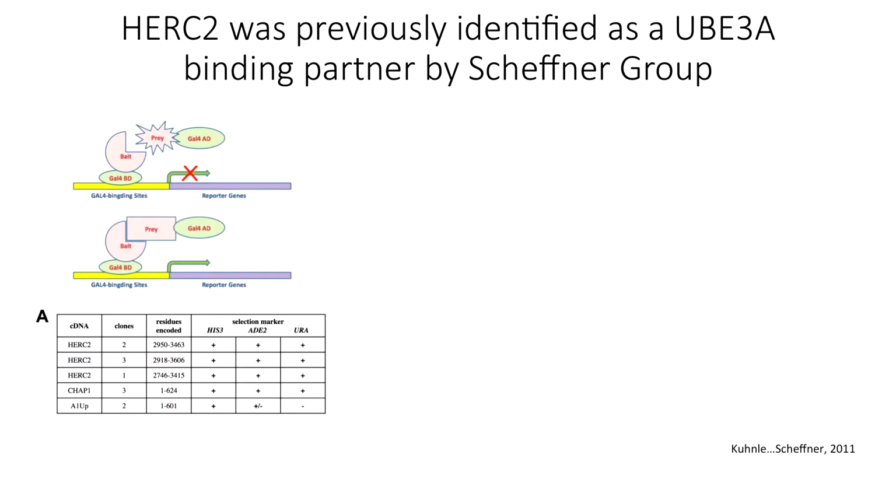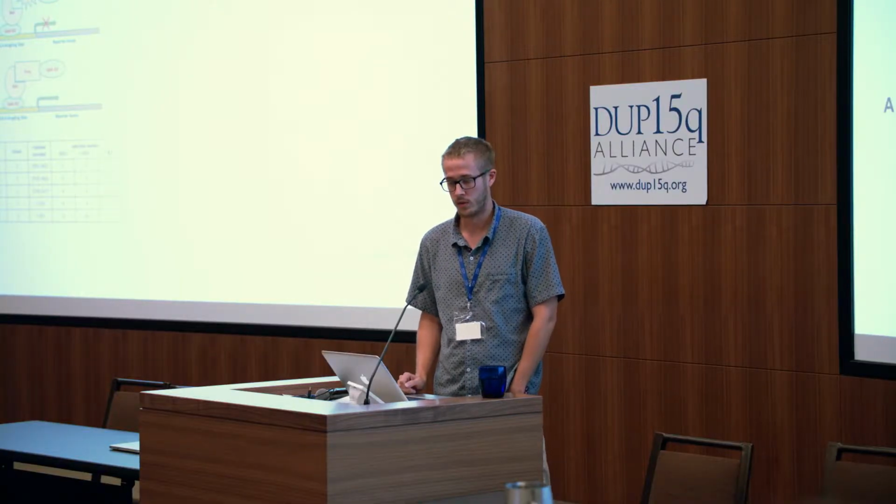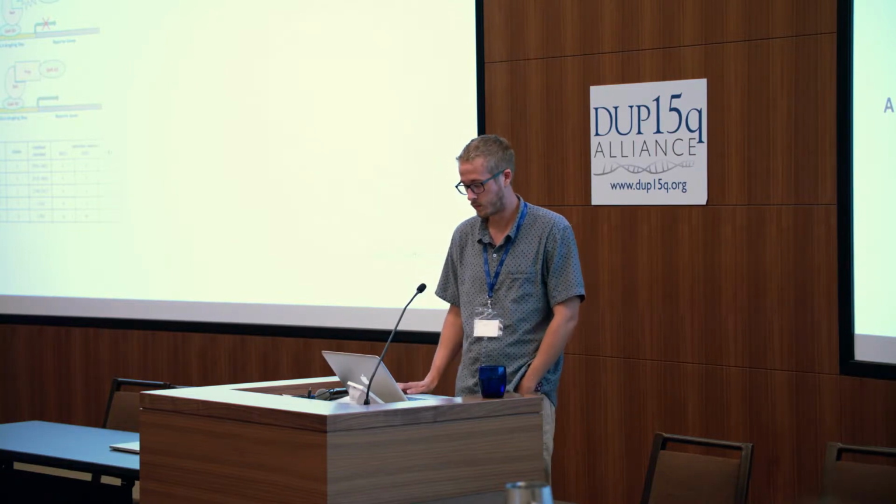Early work out of Martin Scheffner's lab found that HERC2 interacts directly with UBE3A. They did a yeast-2 hybrid screen using E6AP, or UBE3A, as the bait. When they went through their whole cDNA library, they only found 5 cDNAs that interacted with UBE3A, and 3 of those were different parts of the HERC2 protein.